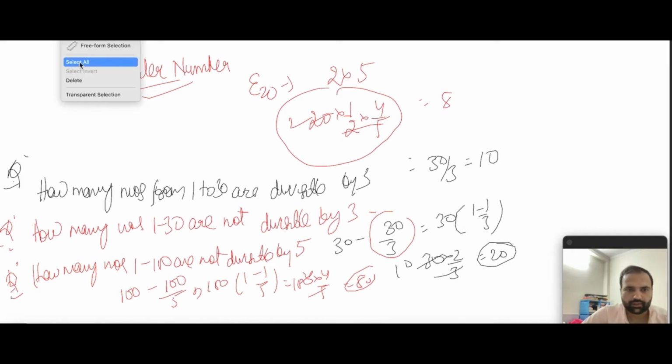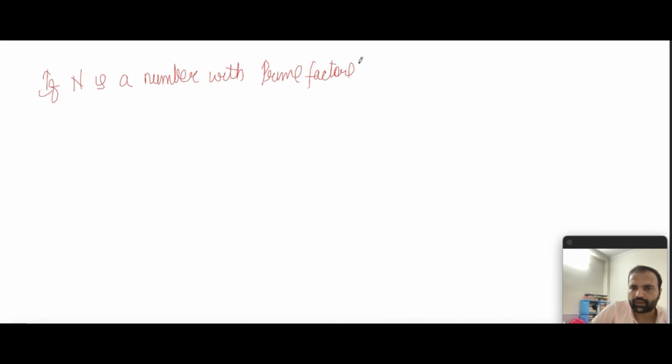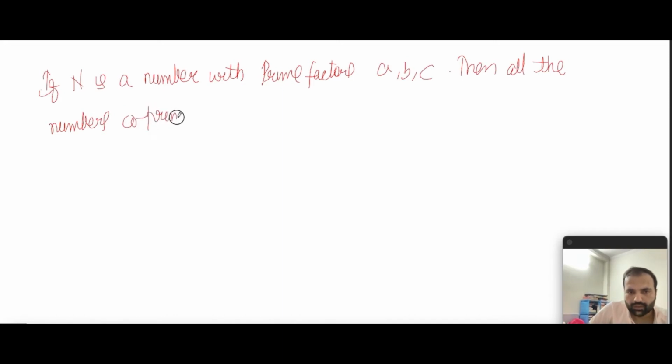So this is what we can generalize from here. What we can generalize is: if n is a number with prime factors, let's say a, b, c, then all the numbers co-prime to n would be something like this, isn't it?